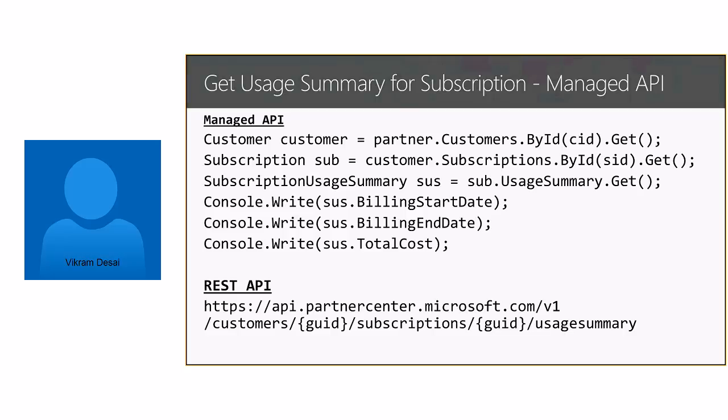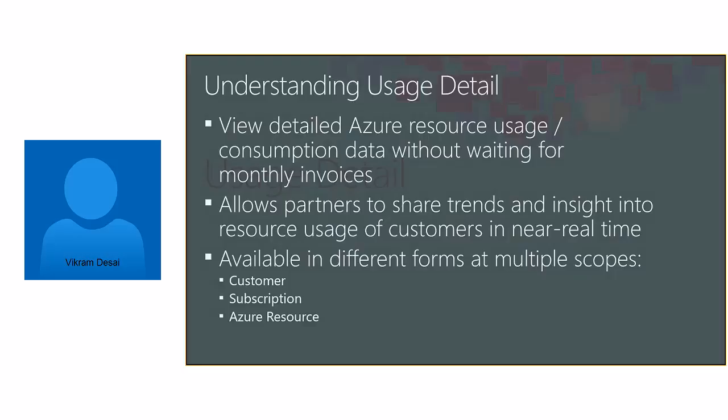With this, next we get into the usage details. Now, if you want to get to the next level of seeing the user summary, you want resource level information of a summary of the subscriptions. That is also available in Partner Center now. You can get it at a customer level, at a subscription level, or even at a resource level.